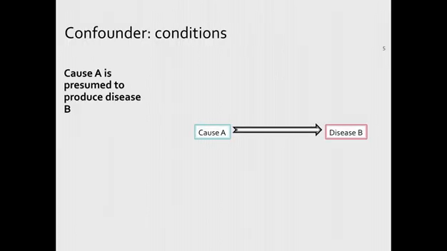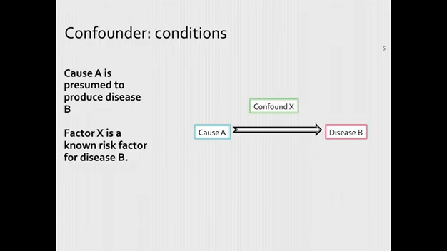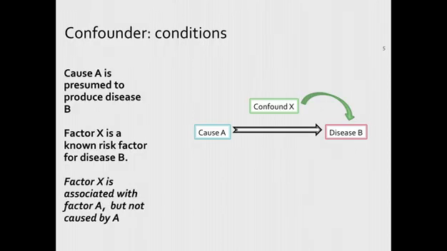This slide explains the conditions required to be satisfied for a variable to be called a confounder. Let's presume that factor A causes disease B. Let factor X be an established risk factor for B. Factor X has to be associated with factor A, but not caused by factor A. If these conditions are satisfied, then we can call X a confounder.